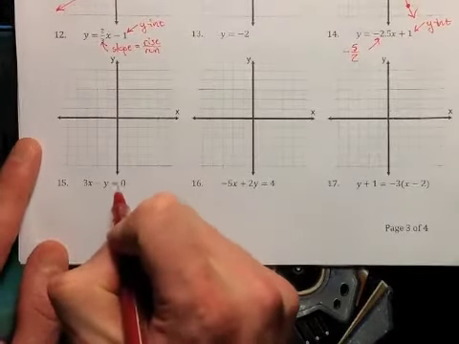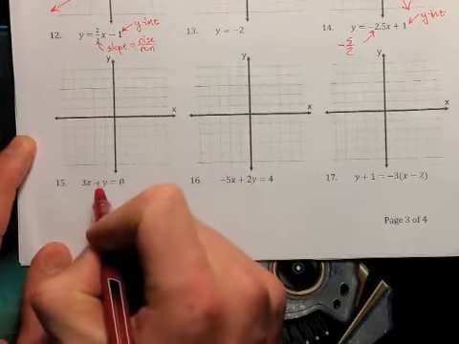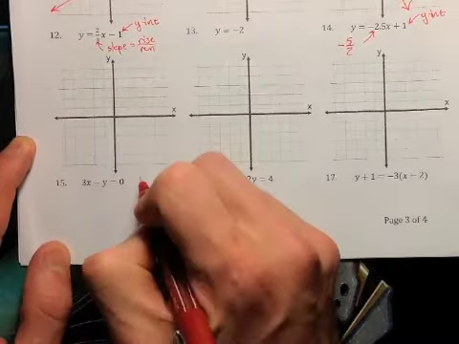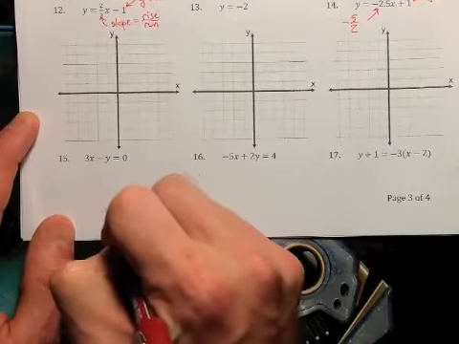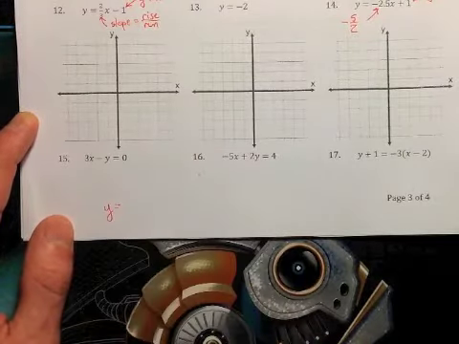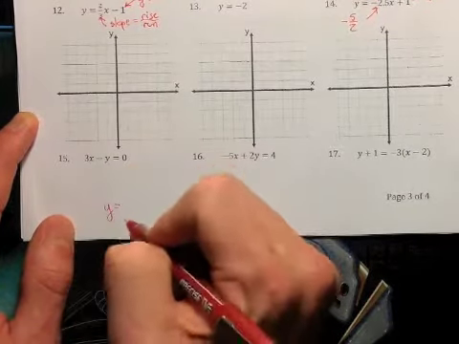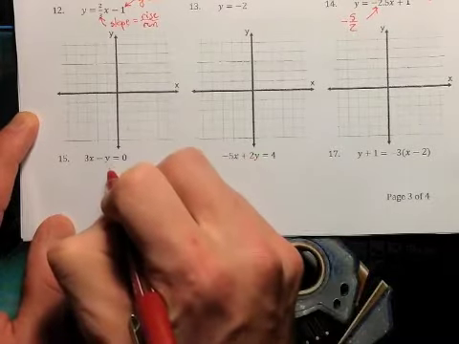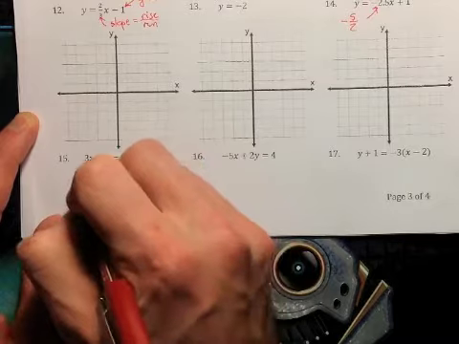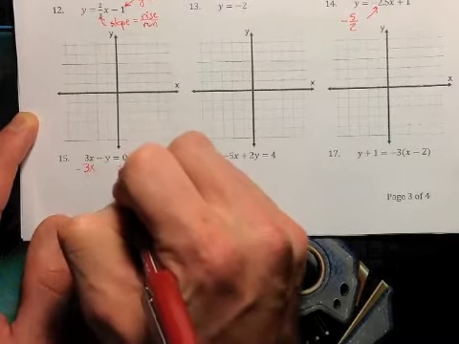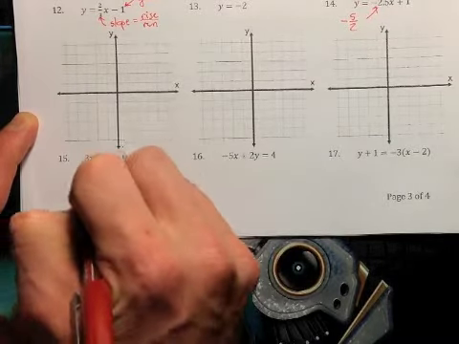3x minus y equals 0. Now this is written in standard form, okay? But we need to write it in slope-intercept form in order to easily graph it. So this means that we have to solve it for y. So the first thing that we need to do in order to solve this equation for y is to move the 3x to the other side. To do that, we're going to subtract 3x from both sides.